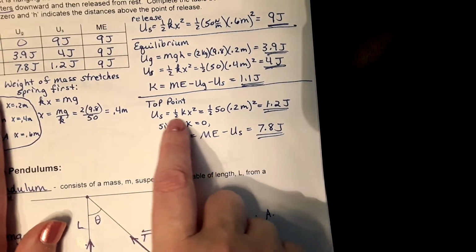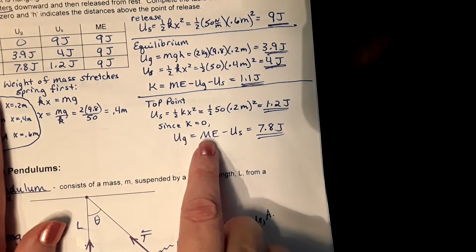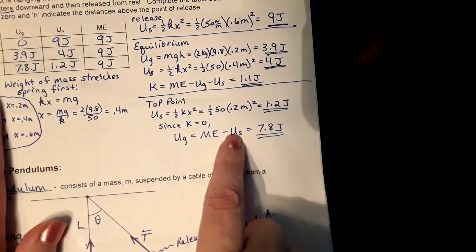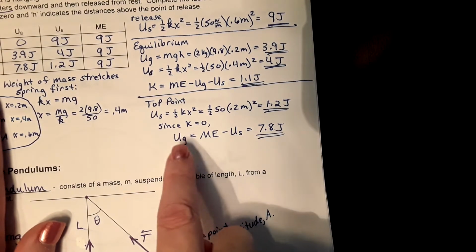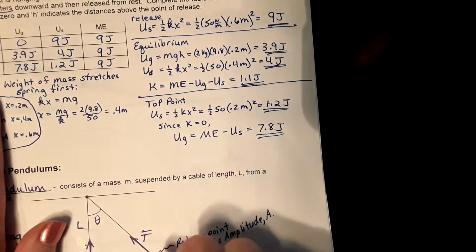So now we say 1/2 kx squared, and we get 1.2 joules. And since the kinetic energy is 0, if we say the 9 joules of mechanical minus the 1.2, we get 7.8 for the gravitational potential. And you could also use mgh and see that it is the same value.